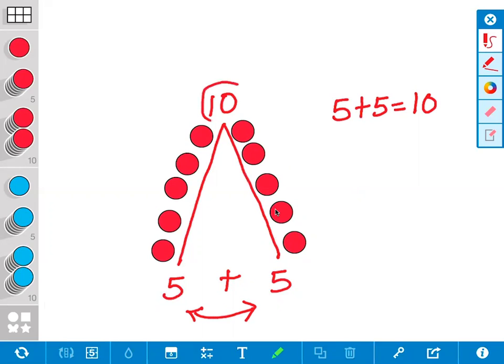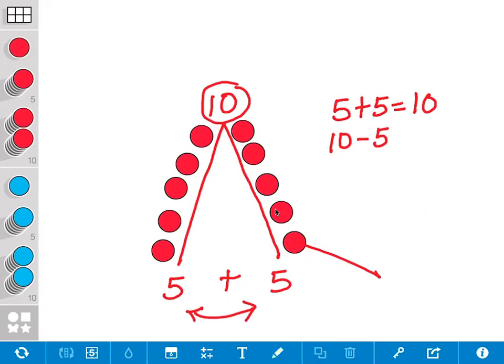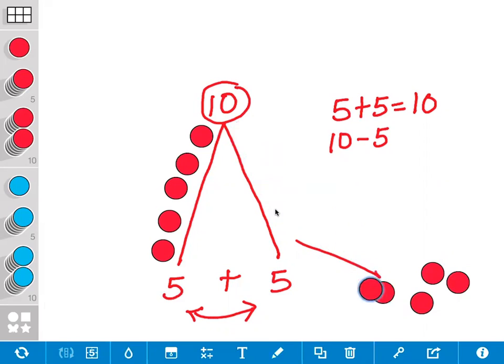Now I'm going to look to my total, and I'm going to do 10 and take away 5. 1, 2, 3, 4, 5. And I get 5.